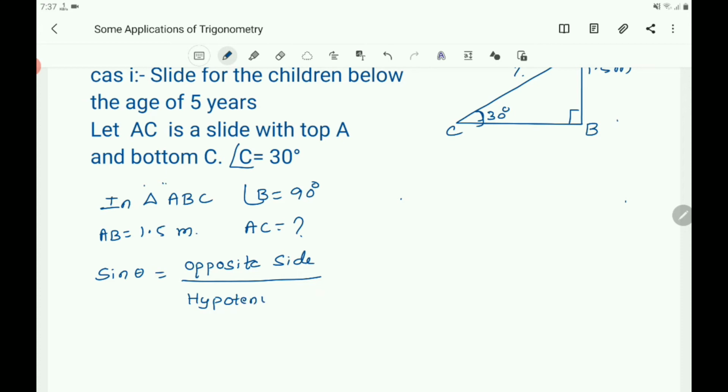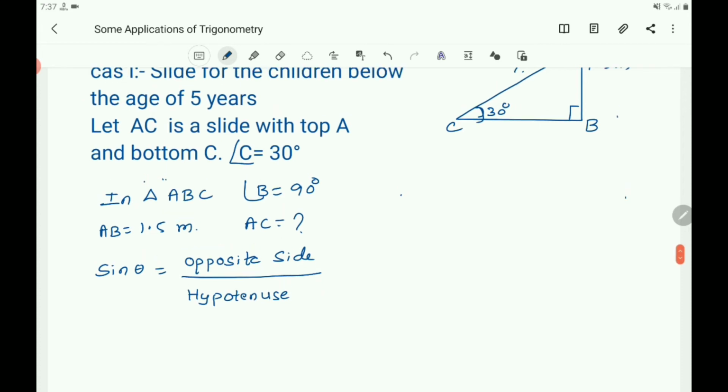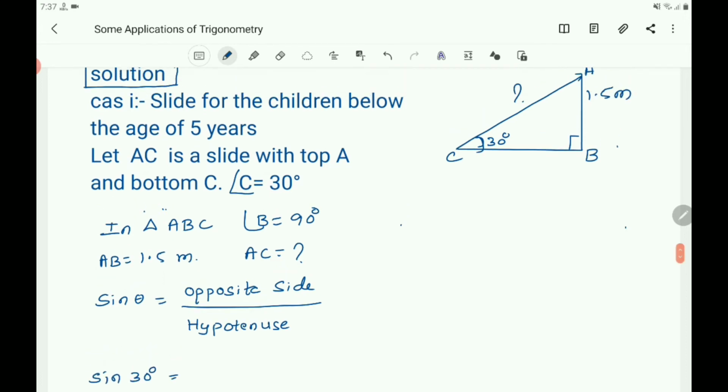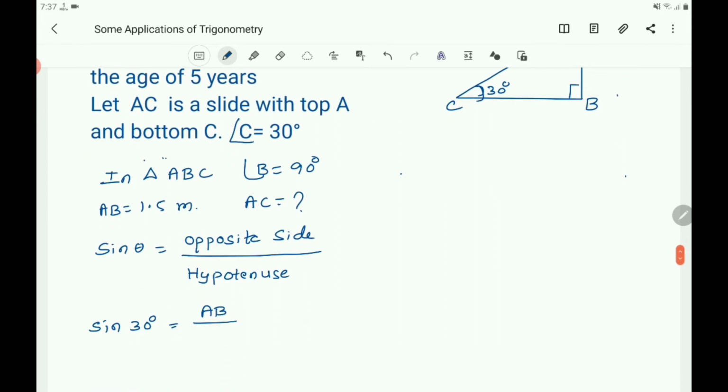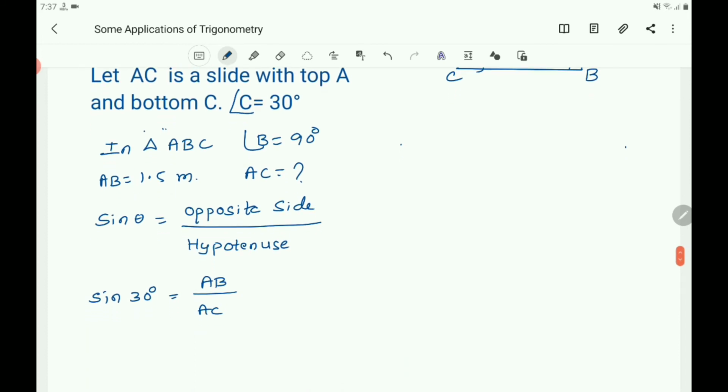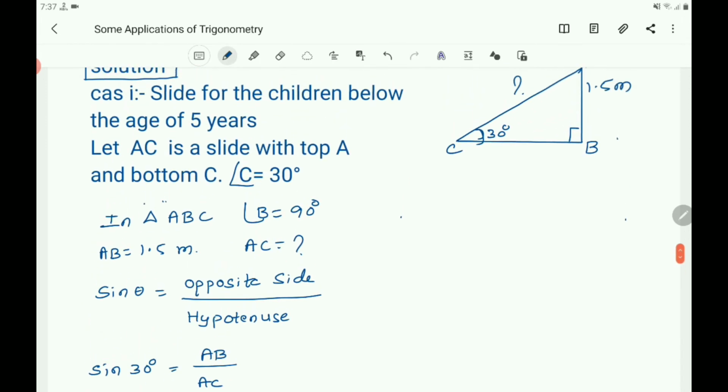Opposite side by hypotenuse, that is sin 30 degree. Sin 30 degree equals opposite side AB by hypotenuse AC. What is the value of sin 30? Sin 30 is 1 by 2.